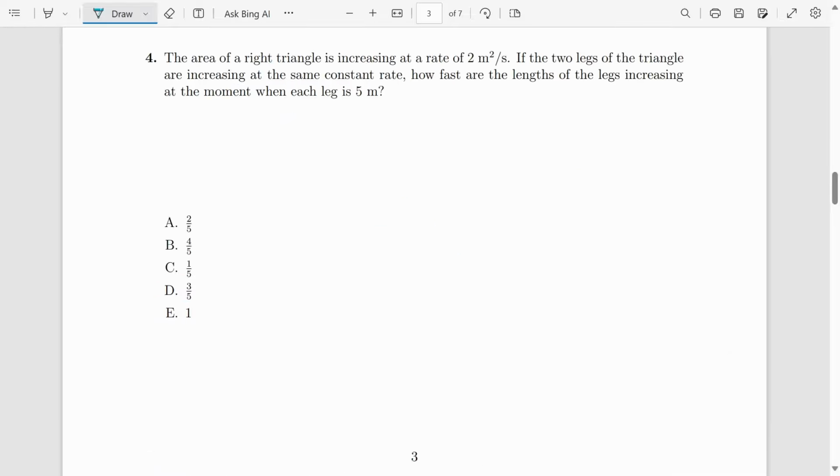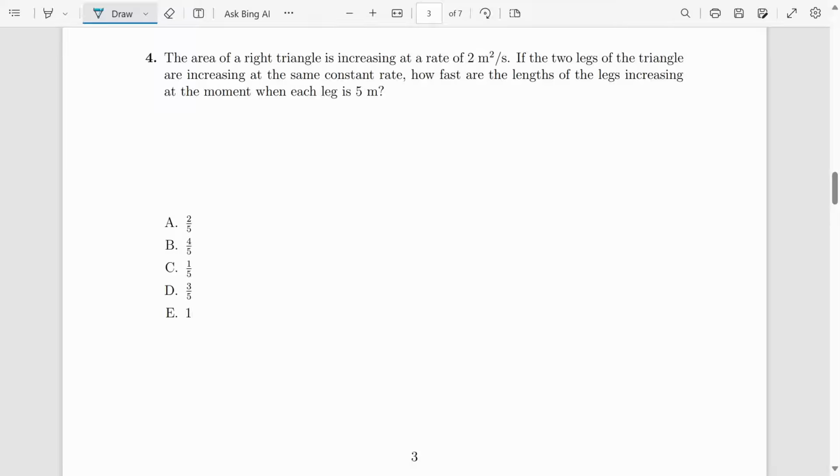Question 4. This is related rates. So the area of a right triangle is increasing at a rate of 2 meters squared per second. I almost just said meters per second squared as if this was like a physics problem. If the 2 legs of the triangle are increasing at the same constant rate, how fast are the lengths of the legs increasing at the moment when each leg is 5 meters long?